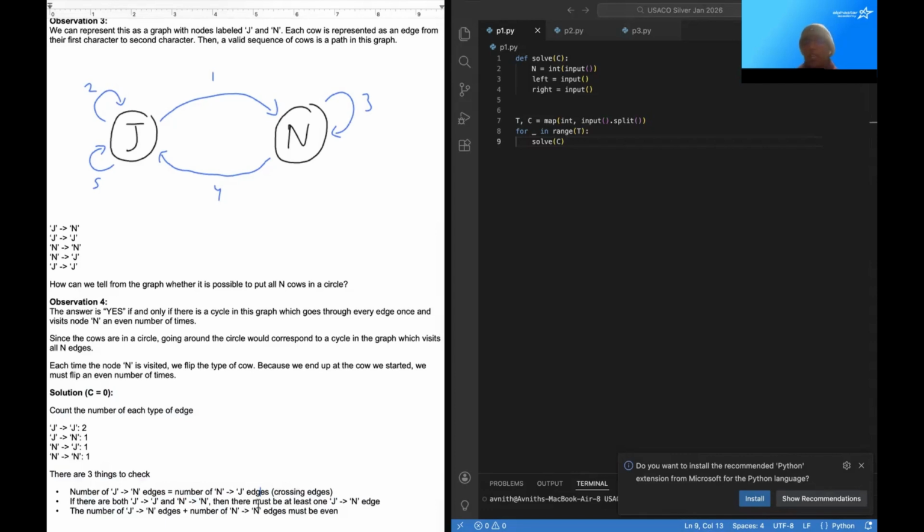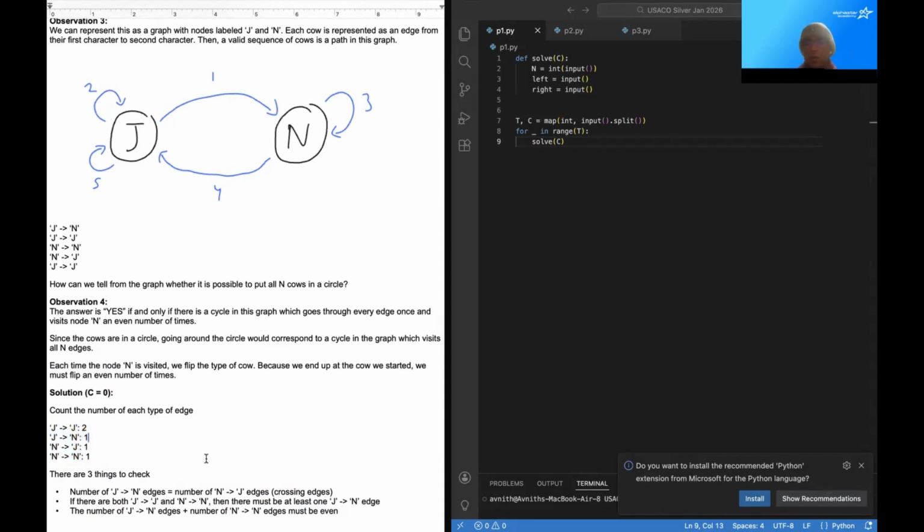The graph should also be connected. If there are edges from J to J and from N to N, then we need a way to get between those edges, so we need at least one JN edge. If there are no JN edges, the graph has to be either only loops from J to J or only loops from N to N. Otherwise, it's not possible to get both J to J and N to N. Finally, to satisfy the condition that we visit N an even number of times, the total number of J to N edges and N to N edges must be even. We can check these three conditions from our frequency map, and print yes or no if all three are met.